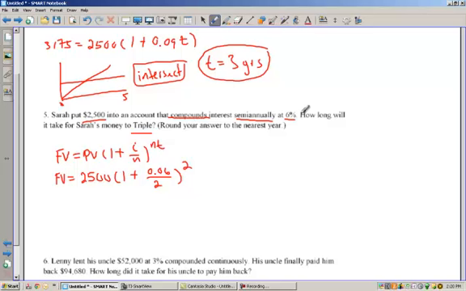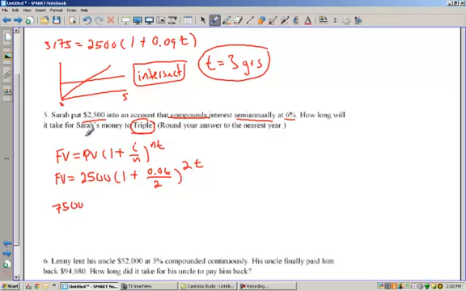And so now here, if you look closely, it says how long will it take for Sarah's money to triple. So how long means you're actually looking for T, so you don't know it. That means somehow we should be able to figure out what FV is. And that's where this word triple comes in. How long will it take for Sarah's money to triple? Well, it starts out at 2,500. Triple that would be what? Well, take 2,500 times 3, and so the future value is 7,500, right?